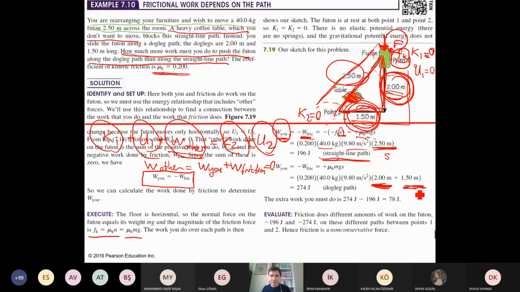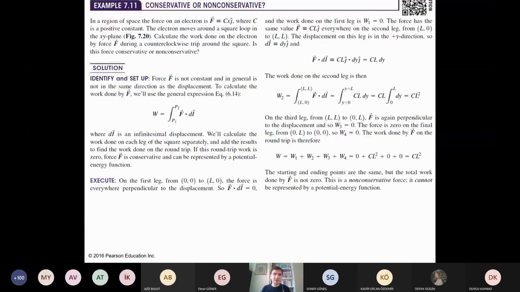Now we have another work. What do you see here? If you move this futon along a straight line path, then the work done by yourself will be equal to 196 joules. But if you follow this dogleg path, then the work done by you is equal to 274 joules. Any question here? Okay, now let me continue with example 7.11, conservative or non-conservative.